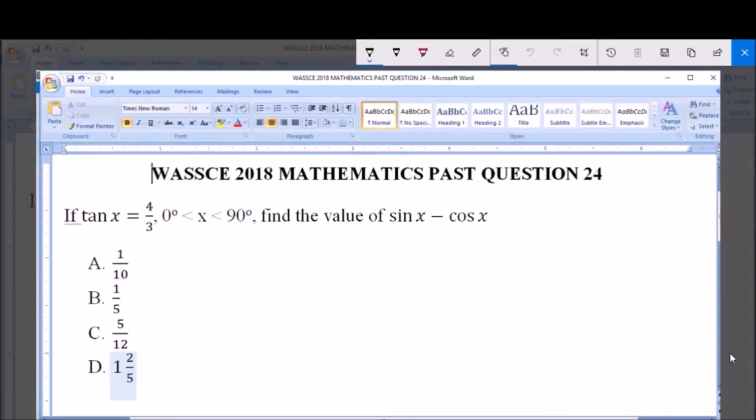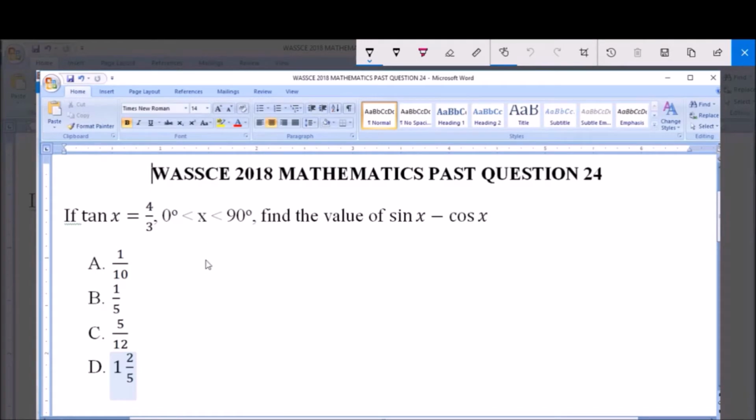I'll be answering WAEC 2018 Mathematics Past Question 24. If tan x is equal to 4 over 3, given that 0 degrees is less than x and x is less than 90 degrees, find the value of sine x minus cos x. A is 1 over 10, B 1 over 5, C 5 over 12, and D 1 2 over 5. Now, it is given that tan x is equal to 4 over 3.